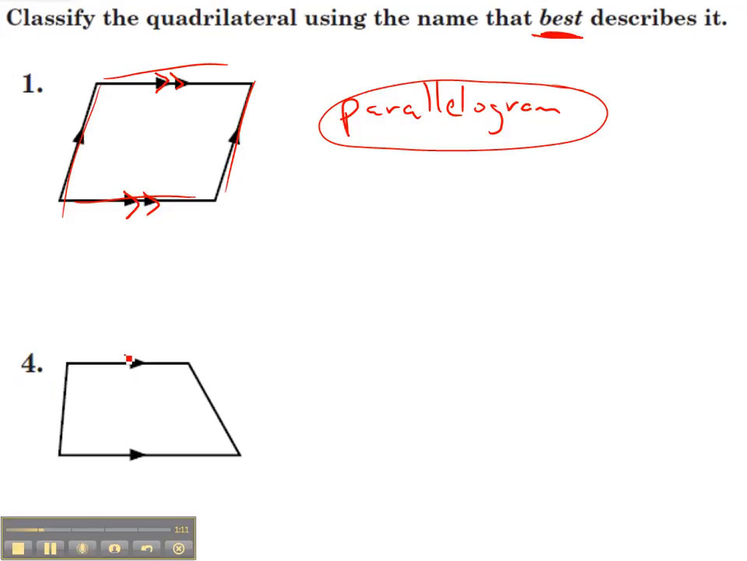Number 4, again, we have a parallel symbol. These 2 opposite sides are parallel. These other sides are clearly not parallel. If I extended these lines, they would eventually intersect up here somewhere. So a quadrilateral that has exactly 1 pair of parallel sides is a trapezoid.